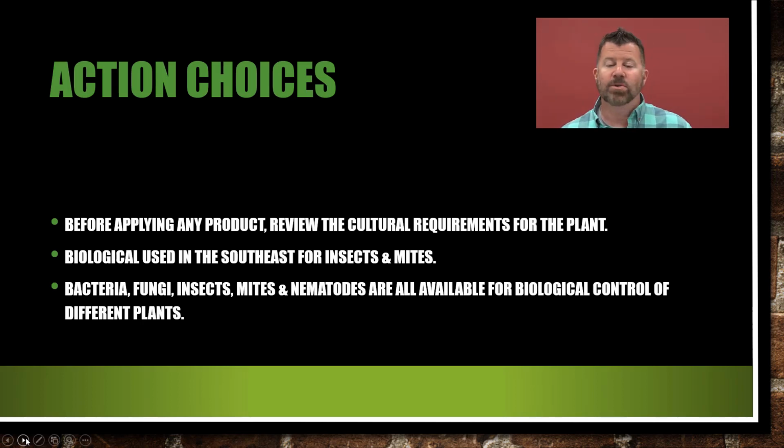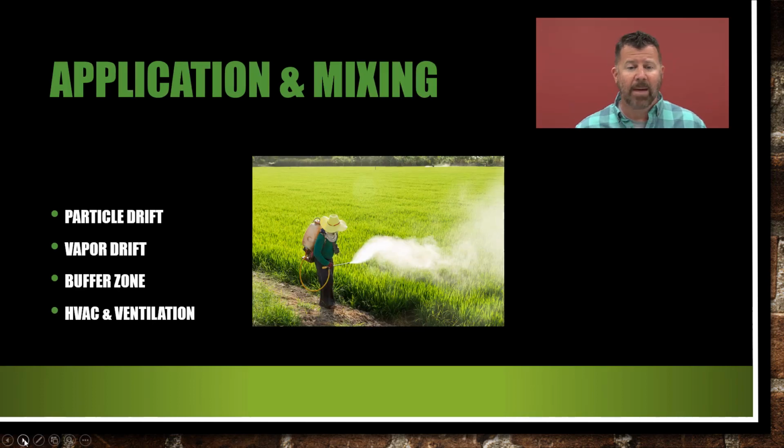Biological controls are used in the southeast for insects and mites. Bacteria, fungi, insects, mites, and nematodes are all available for biological control of different plant materials. So guys, we have different action choices that we can use and implement during our IPM programs.